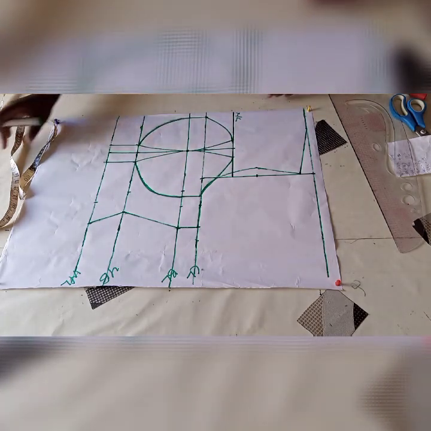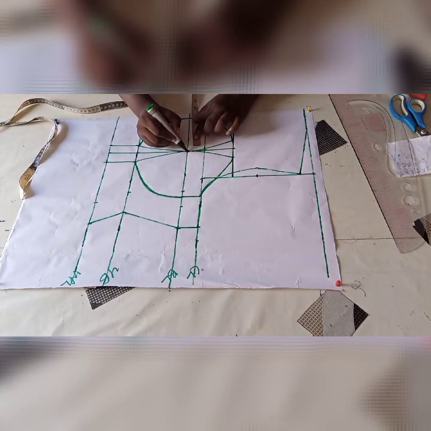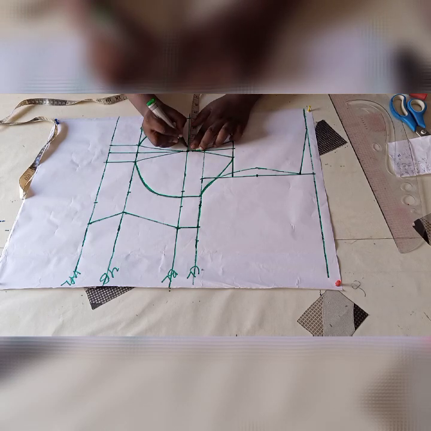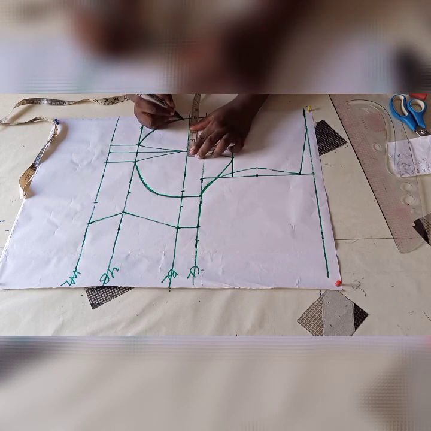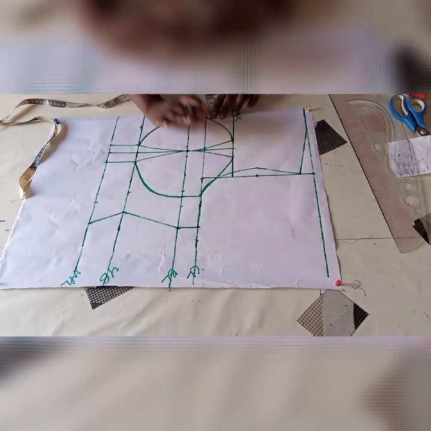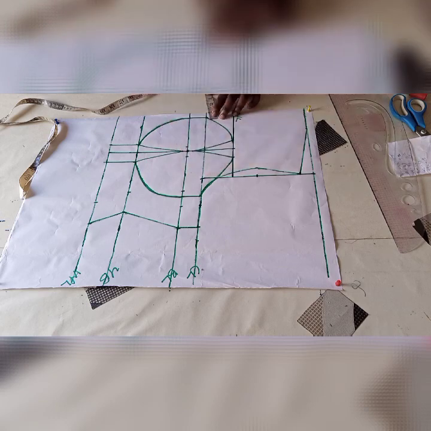From this bust point, we come here by ½ inch. We go to this side also by ½ inch to get 3 points. You can leave it this way if you want; this is two pieces. I'll just cut out my dart here.